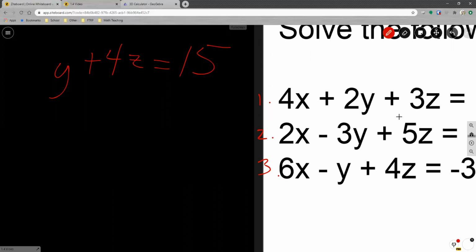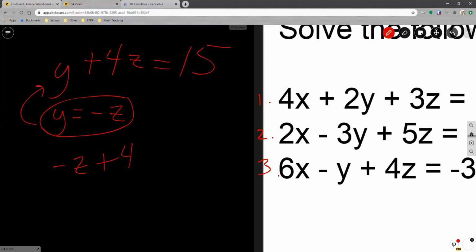But I know that y is also equal to negative z. So what I can do then is I can take this information from the second equation and substitute it into the original equation. I can replace my y with a negative z. I get negative z plus 4z equals 15. That's simplified the equation because now I can combine these like terms. 4z minus z gives me 3z. 3z equals 15. And then I just divide through and I would get z equals 5.